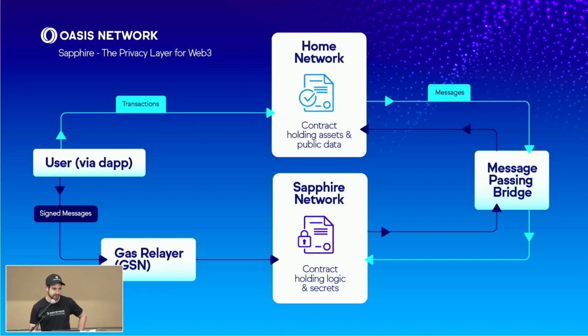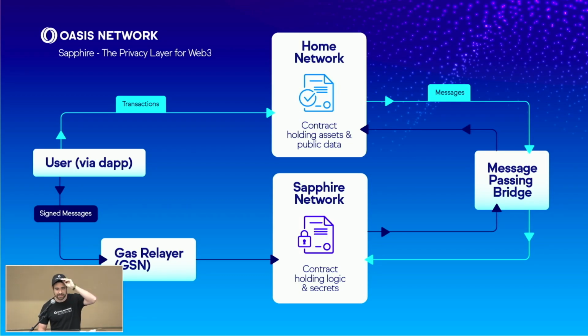So here's a diagram of how it works. On the left side, you have the user, and that's just your standard Web3 user. They're not even going to know that Oasis exists. What we're going for is no change to the user experience. And we do that using a message passing bridge, which you see on the right, and a gasless layer.